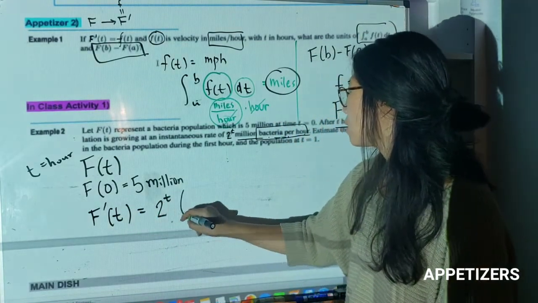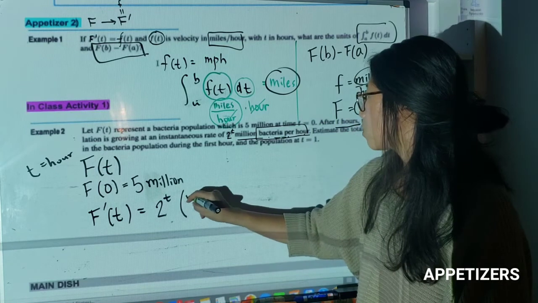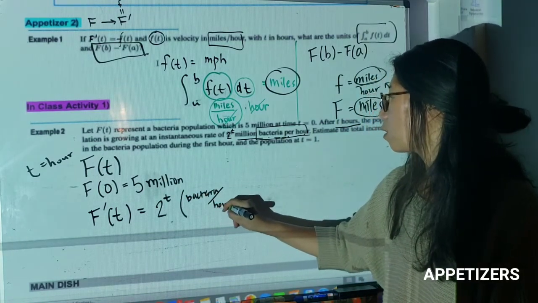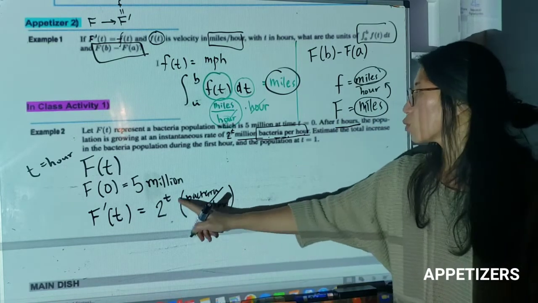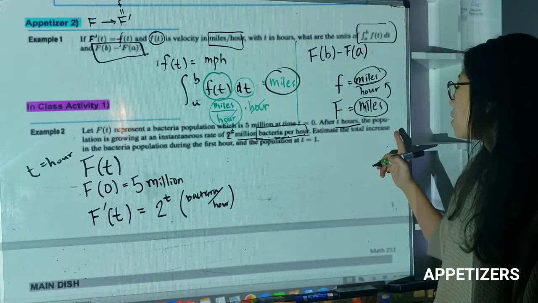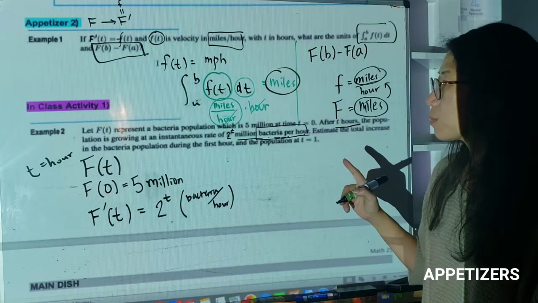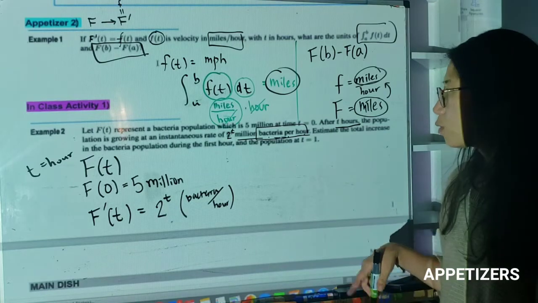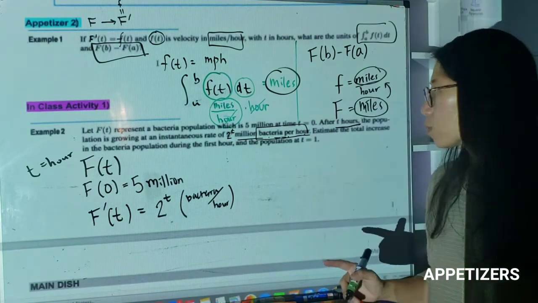And then the unit is bacteria per hour. How much is growing is 2 to the t amount is growing. Then estimate the total increase in bacteria population during the first hour. So in the first 1 hour, how much is going to be the total?